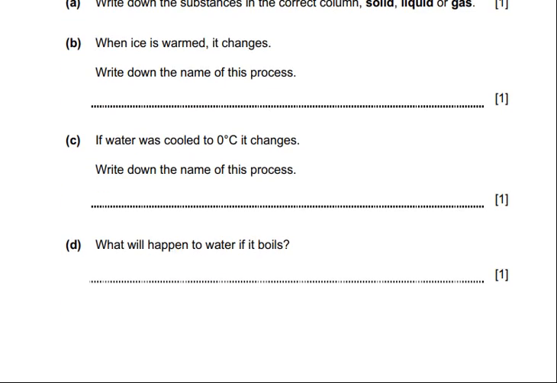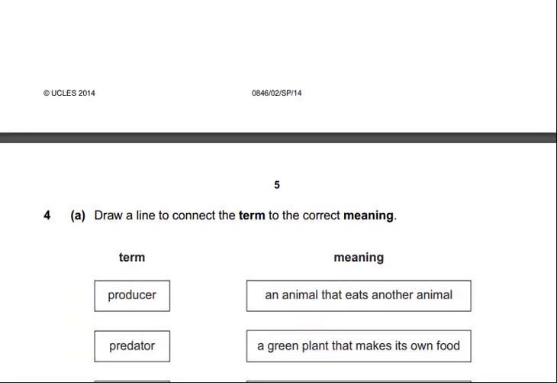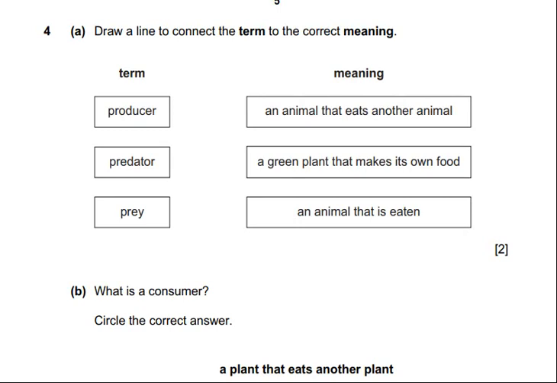D. What will happen to water if it boils? Of course, we know that when you boil water, it evaporates. Okay, you just write down, it evaporates, or it turns into steam, or it turns into gas. All of them are correct, but you need to write down just only one answer. Next page, 5. Question number 4.